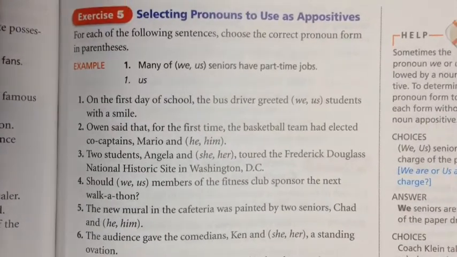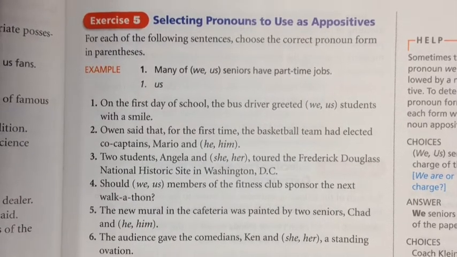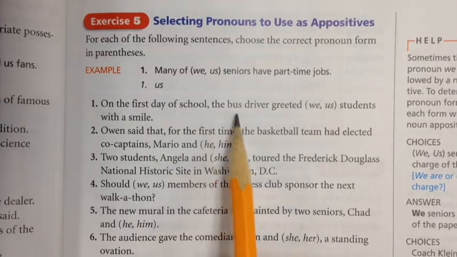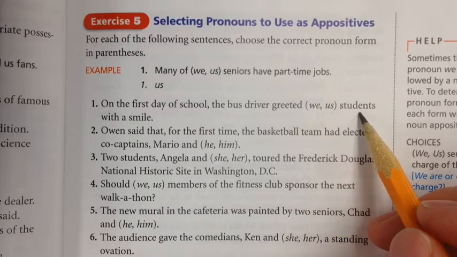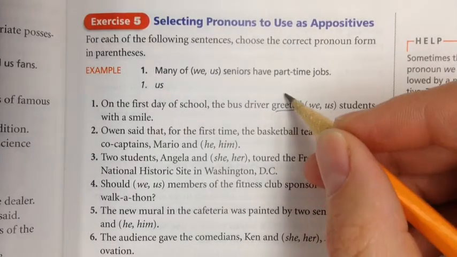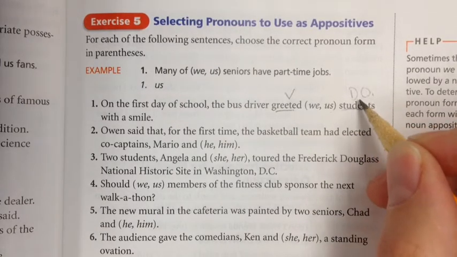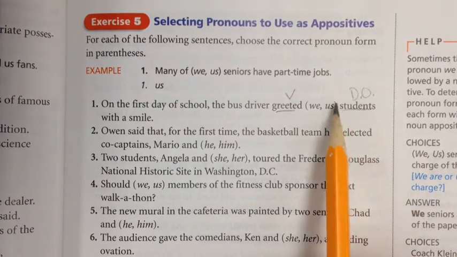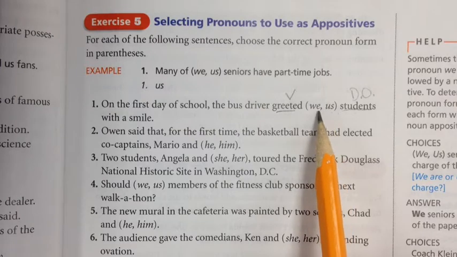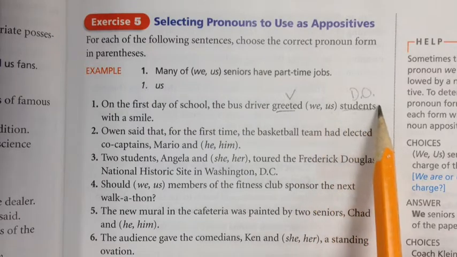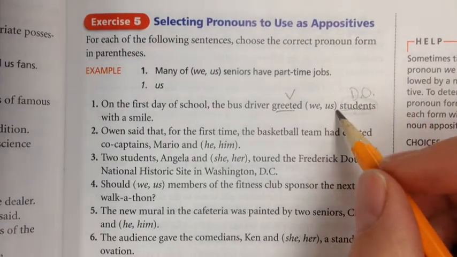So in this one you just have to say which word you would choose in the choice. So number 1, on the first day of school, the bus driver greeted we or us students with a smile. So here's our verb, greeted, and here's our direct object. And this appositive, which actually comes before the noun, which is fine, we have to choose the same case as we would for students. Now this is a direct object, so that means we need the objective case. So that's going to be us.